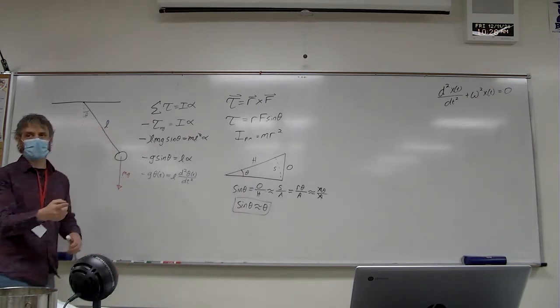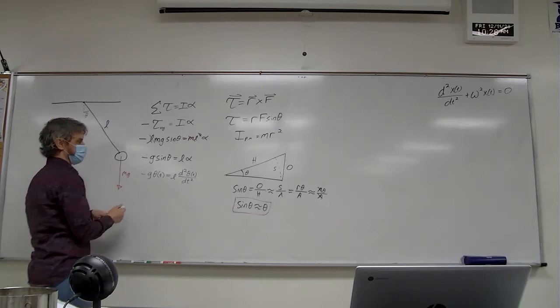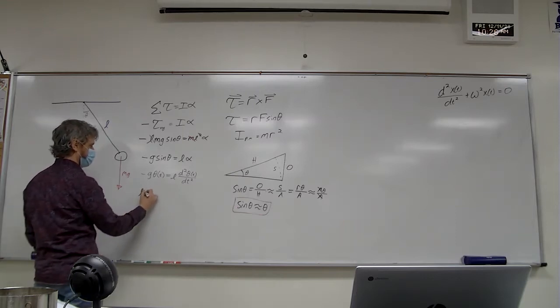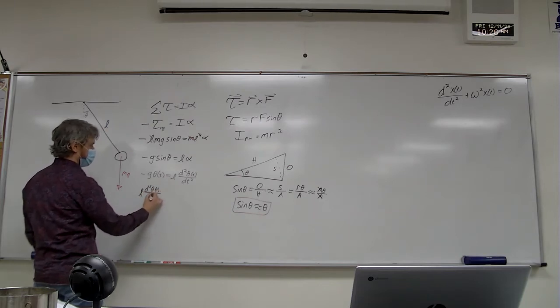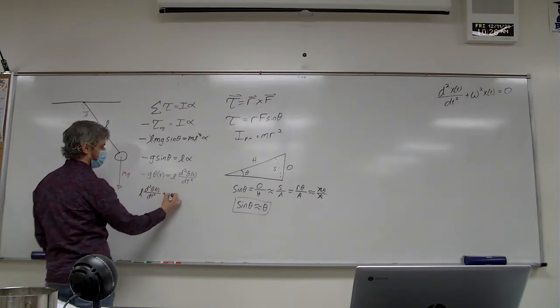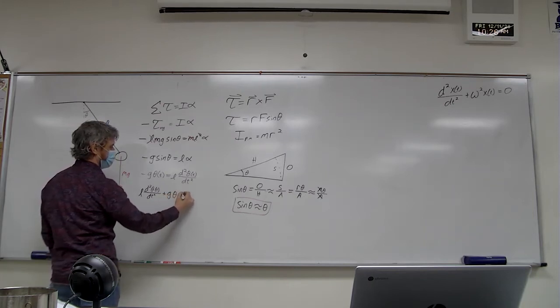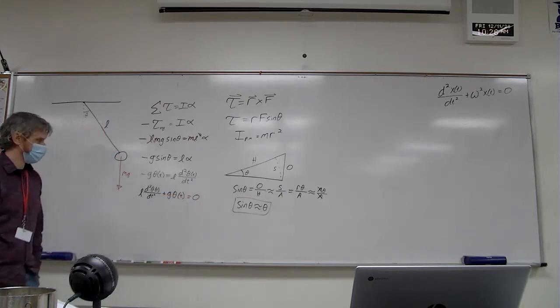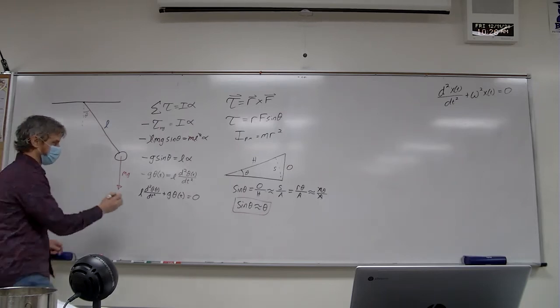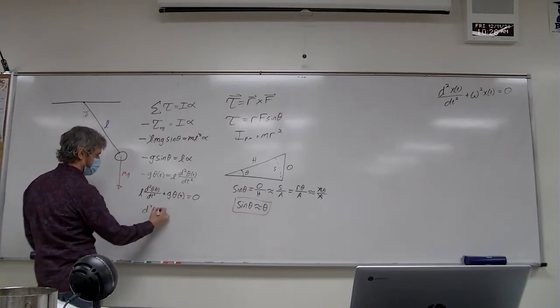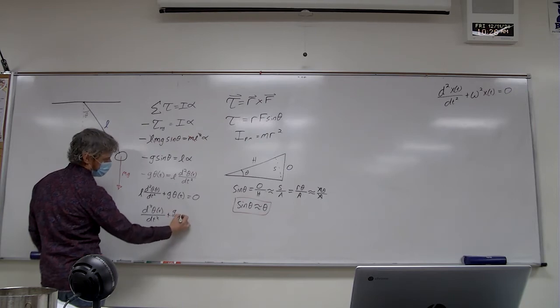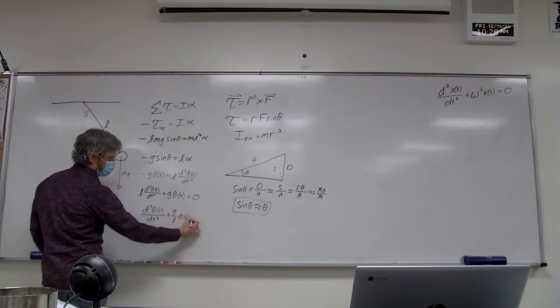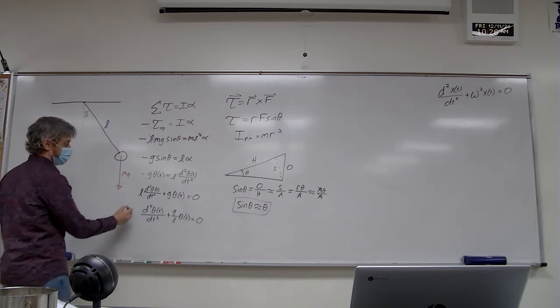Yeah, we'll divide both sides. But I'm going to first get them all on the same side, both terms on the same side. So I'll have L times the second derivative of our angular displacement function with respect to time, plus g times our angular displacement function equals 0. Divide everything by L, right? And I get the second derivative of position with respect to time plus g over L times our position function as a function of time equals 0.